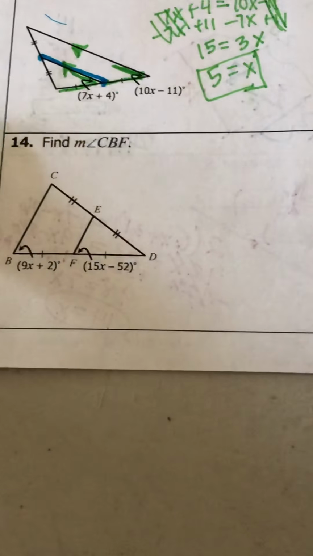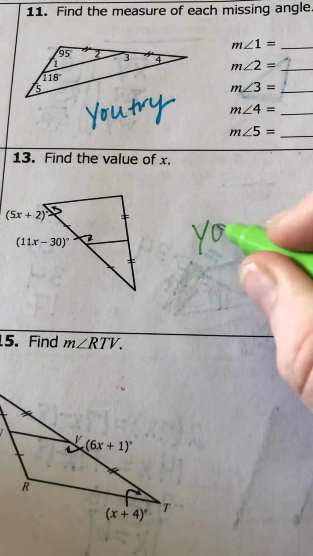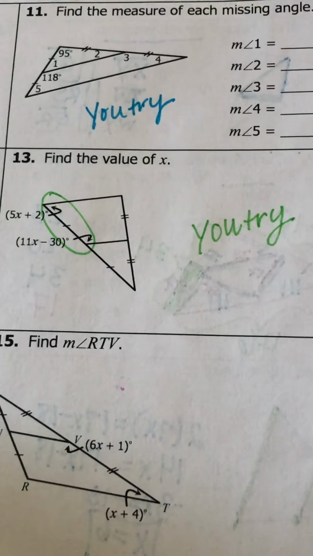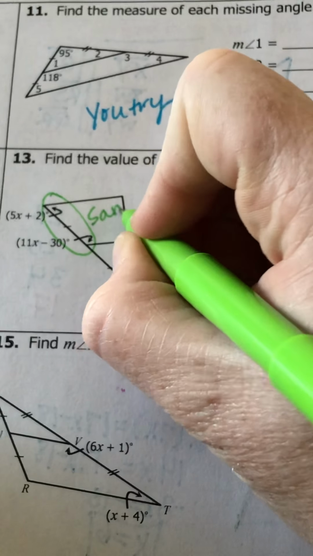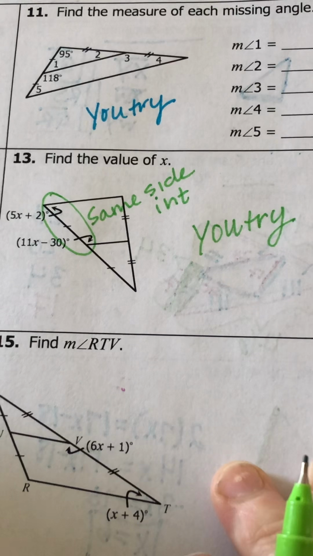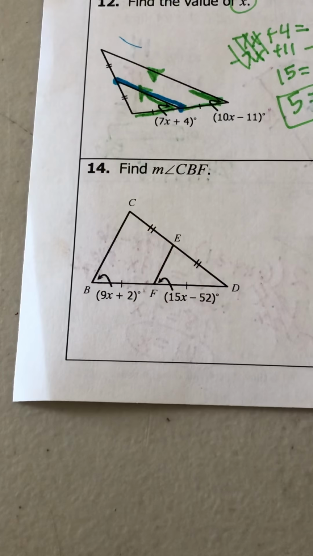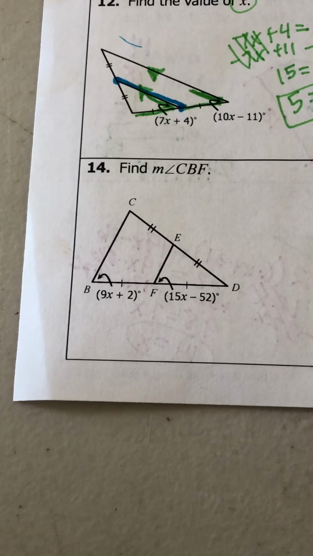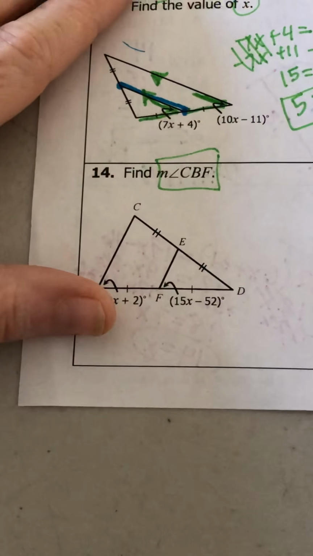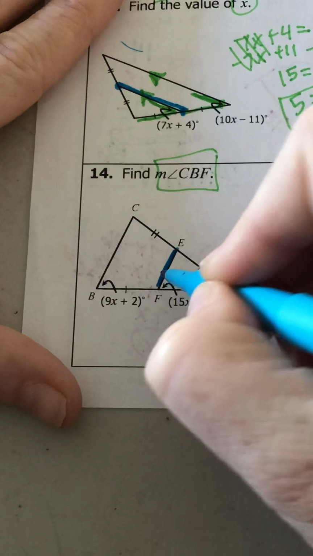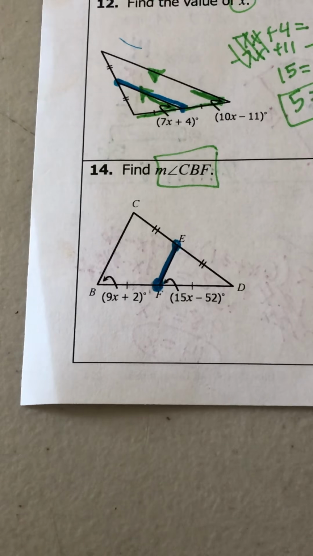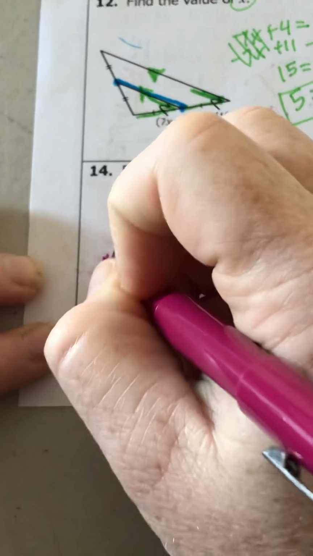Oh, you try this one. It's a little different. These are same side interior. Keep that in mind. All right, 14. Same thing here, but now we're asked to find the measure of an angle, not just x. I'm verifying that this is a mid-segment because either side is the same, so F and E are midpoints. And then these are corresponding.